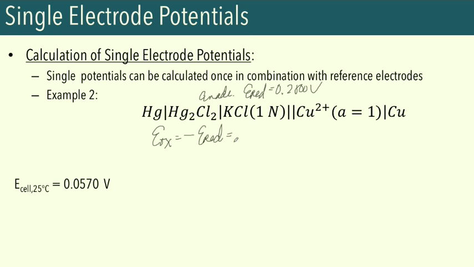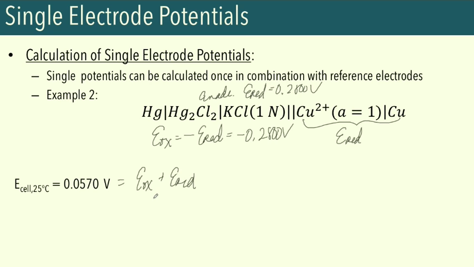So the oxidation potential for our calomel electrode in these conditions is just given as negative 0.2800 volts, okay? So we are coupling this electrode over here, our copper-copper 2 plus electrode, at an activity of 1 for our copper 2 ions. So for this, we'll be determining the reduction potential of this electrode here, okay? So again, we know that upon measuring the cell potential of this electrochemical cell, we get 0.0570 volts, and this is just going to be the sum of the oxidation potential of our calomel electrode plus the reduction potential of our copper-copper 2 plus electrode, okay?